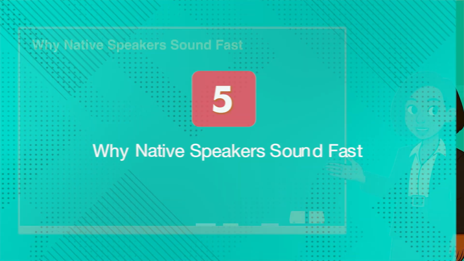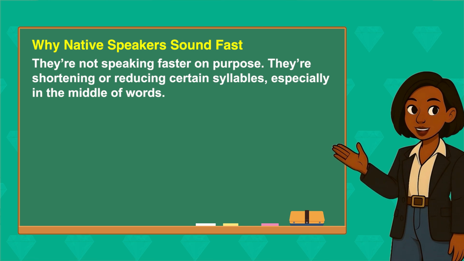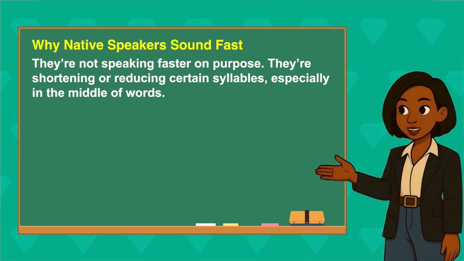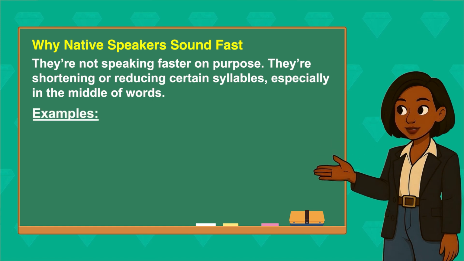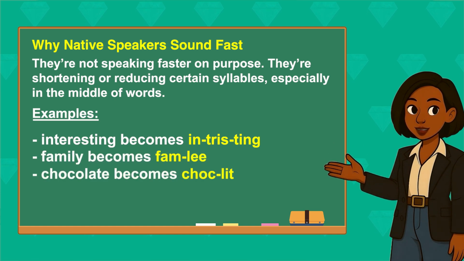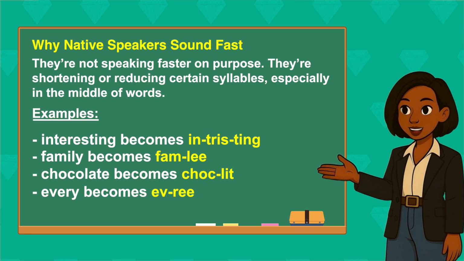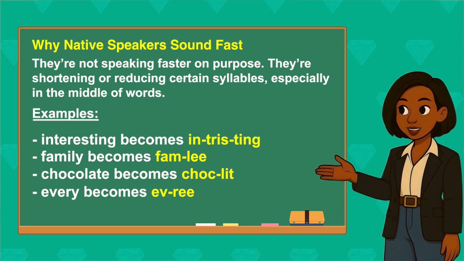This also explains why native speakers seem to talk so fast. They're not speaking faster on purpose. They're shortening or reducing certain syllables, especially in the middle of words. For example, interesting becomes in-tres-ting. Family becomes fam-ly. Chocolate becomes choc-lit. Every becomes ev-ry. Once you understand the beats, these changes stop feeling confusing and start feeling logical.